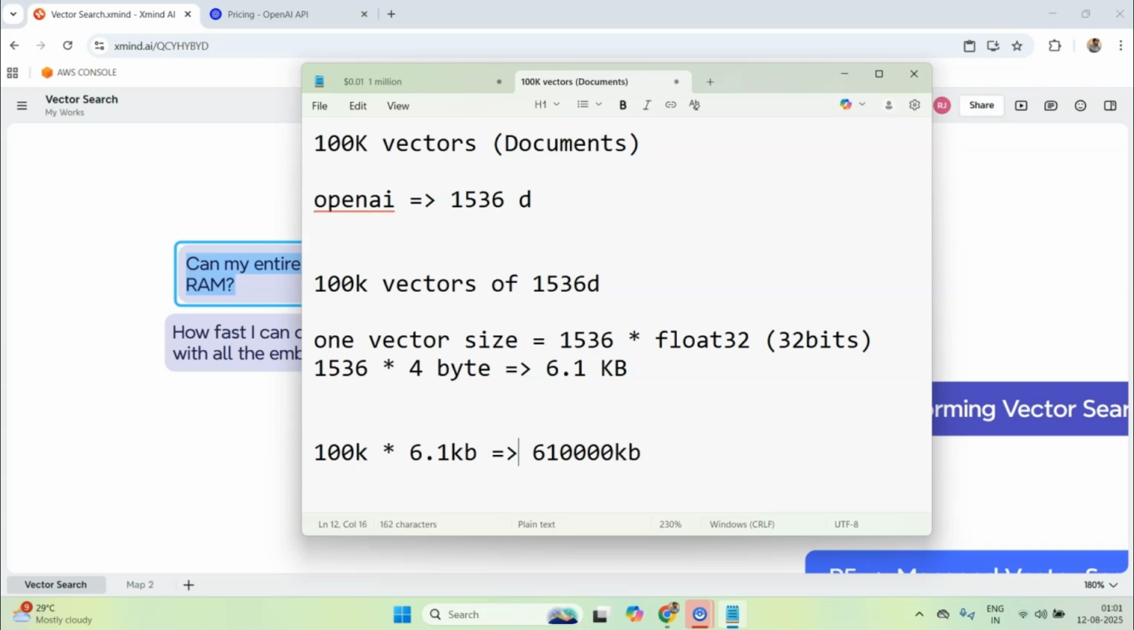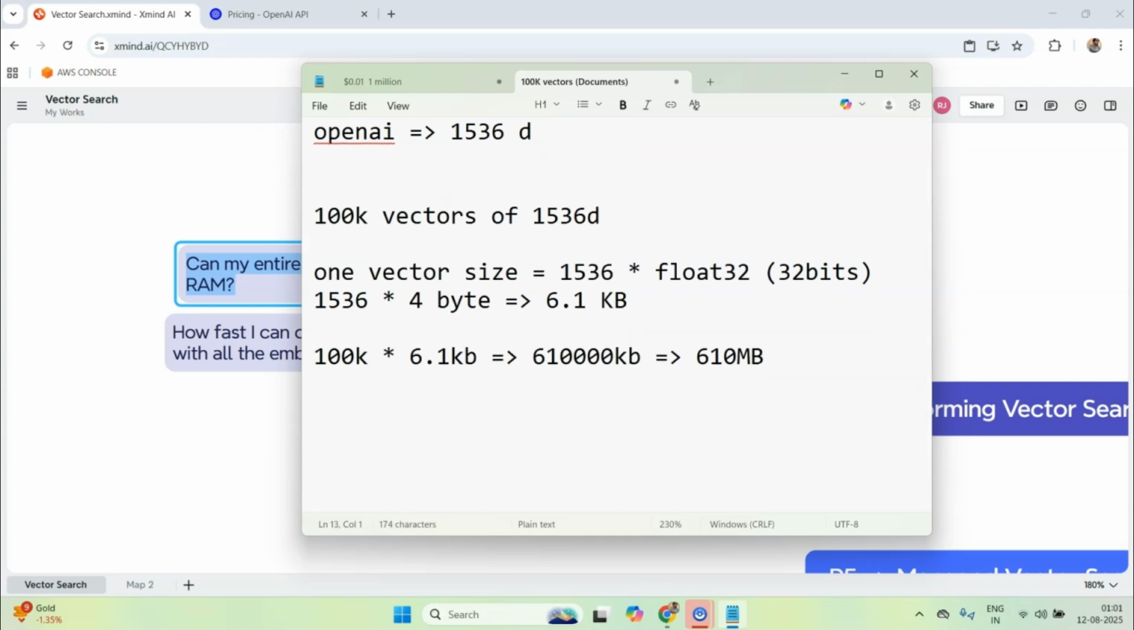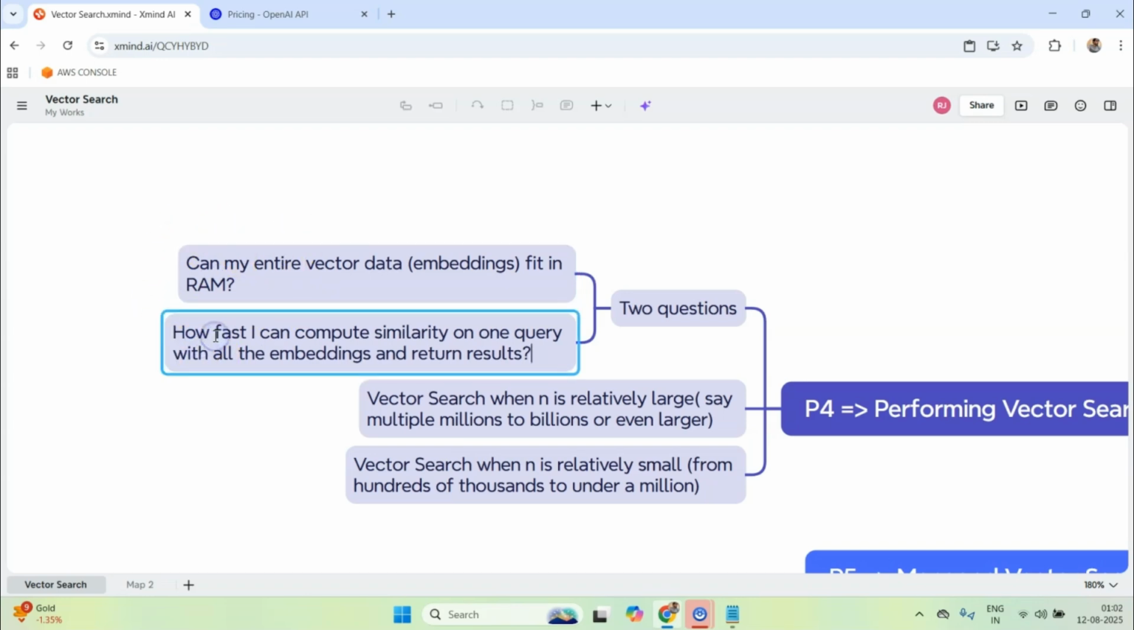610,000 kb, which, if I do this rough calculation and convert it into MB, would be about 610 megabytes, which is quite reasonable, and it can very easily be fit into any modern laptop or modern system. So this was my first question, and the second question is, if I can fit this entire vector data in my RAM, the next question is, how fast can I compute the similarity?